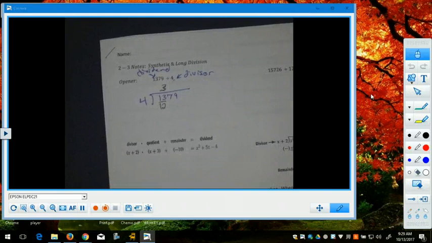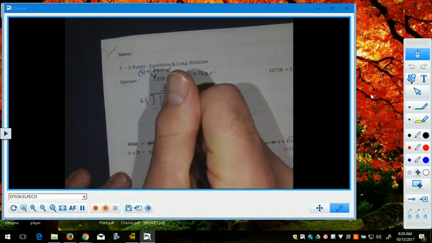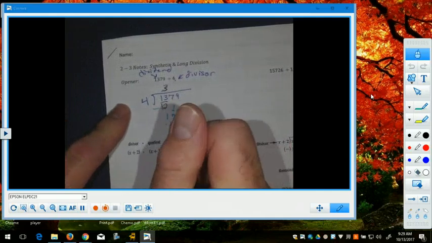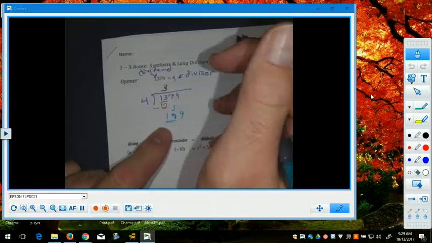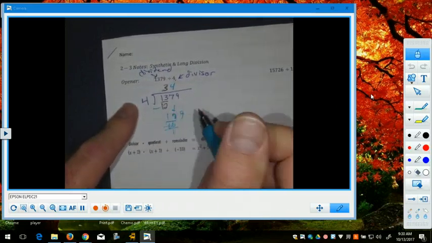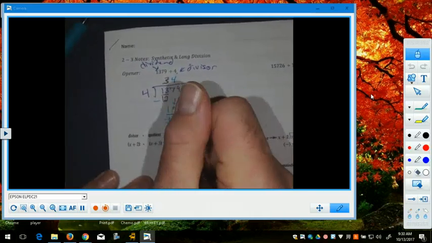What do I do with those numbers? Subtract them. I get 1. I bring down the 7 and the 9. 4 won't go into 1, but it'll go into 17. It goes into 17 4 times. 4 times 4 is 16. Subtract. Get a 1, bring down the 9.